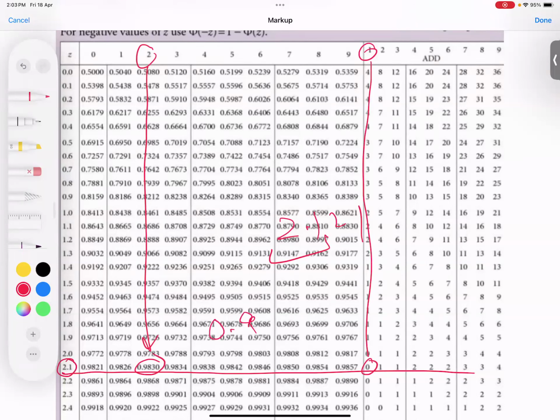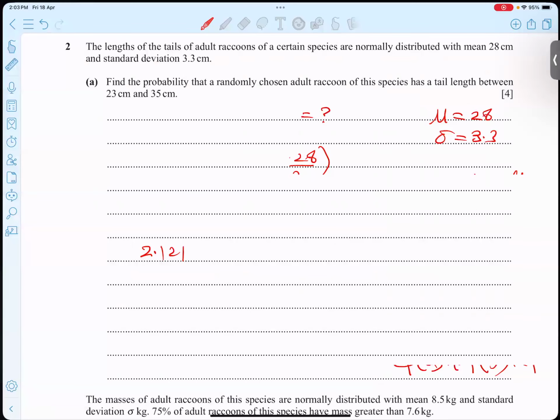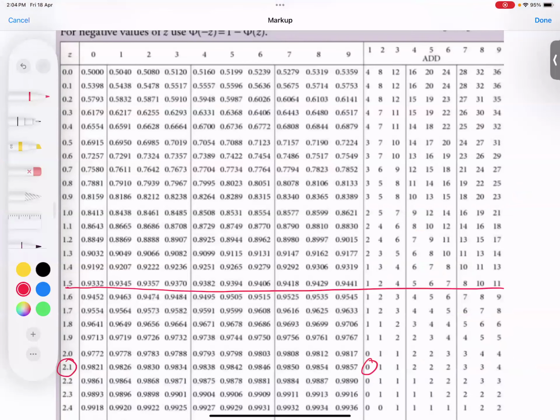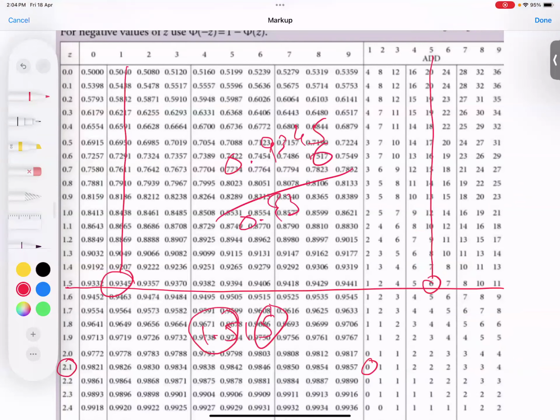So 0.9830 is basically coming. This is my first answer, 0.9830. In the same way, I'm going to find phi of 1.515. So phi of 1.5, 1.5 is this line, because the value is 1.515. 1.5 done. Now the 1 comes from here, and the 5 comes from here. So 0.9345, and 6 I add, so 0.9351. I believe this part is clear.